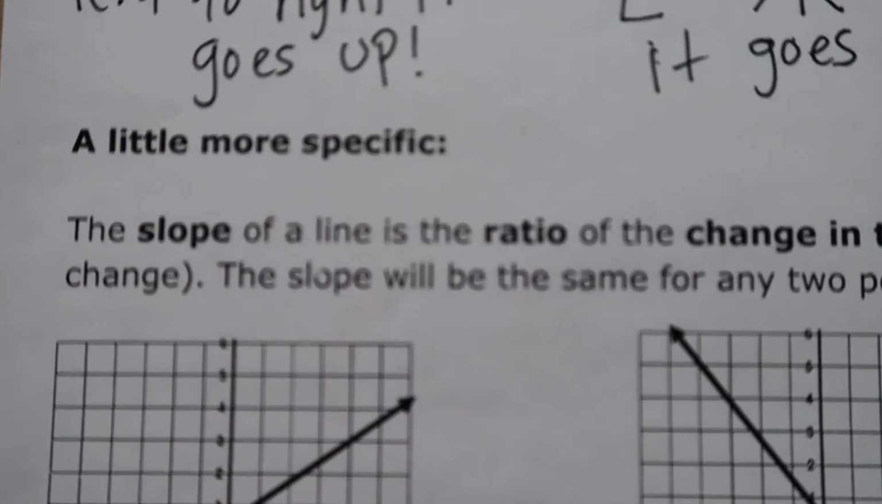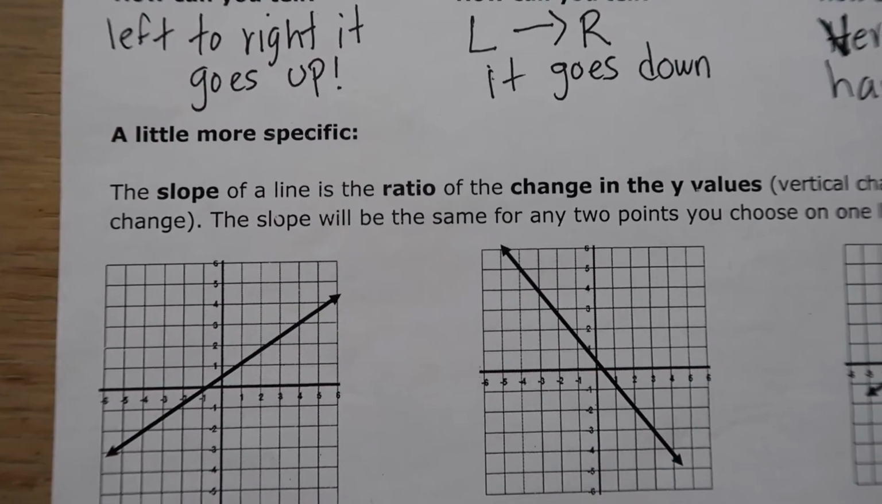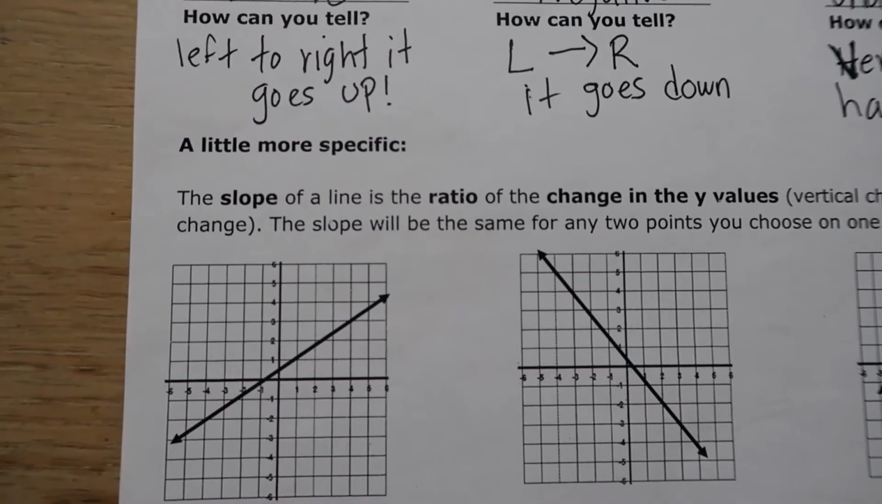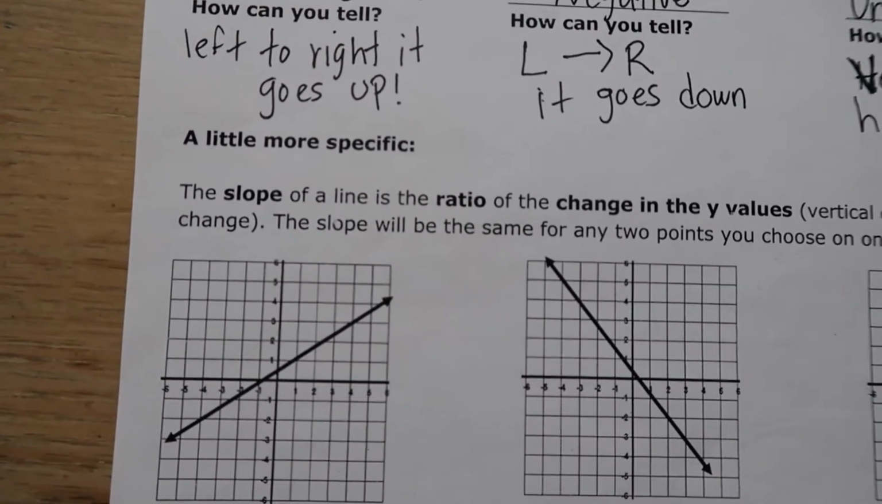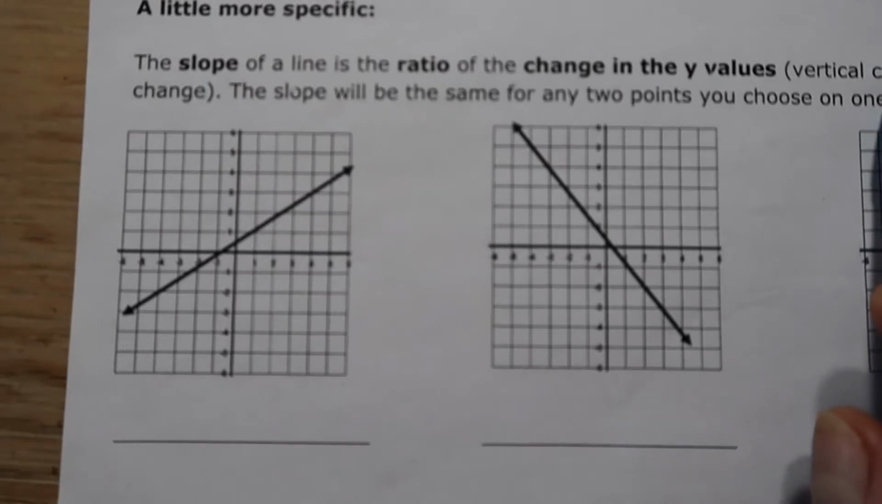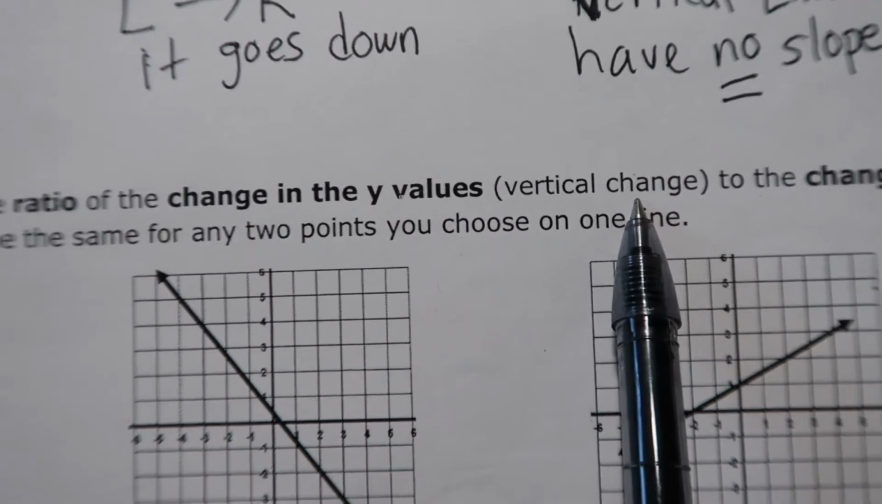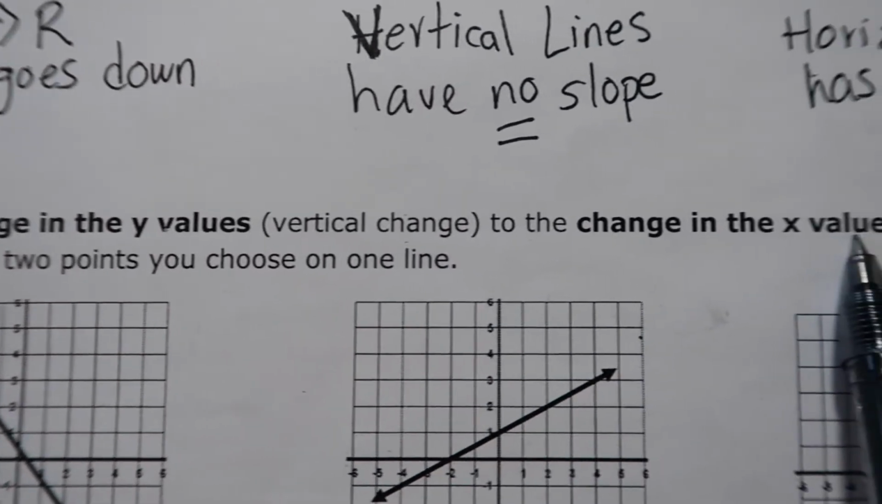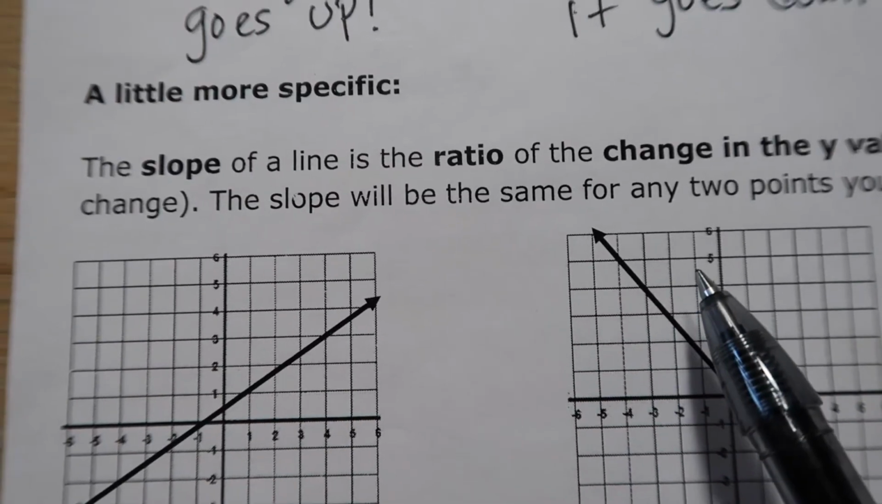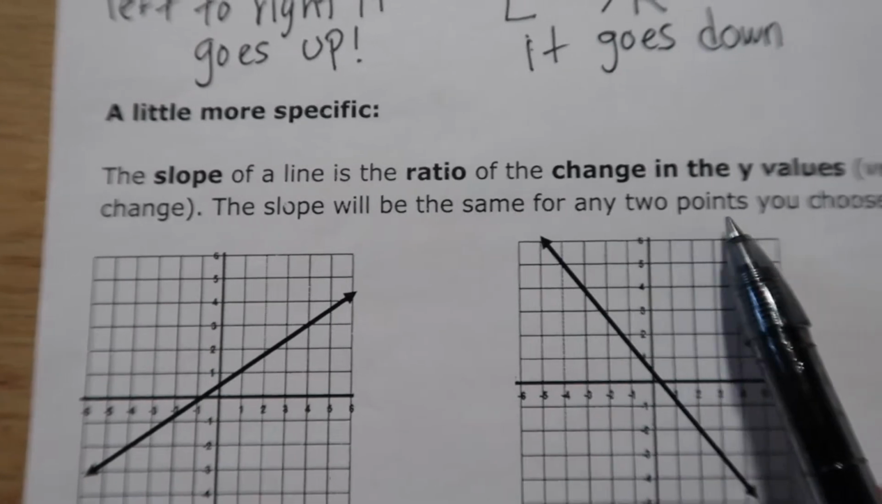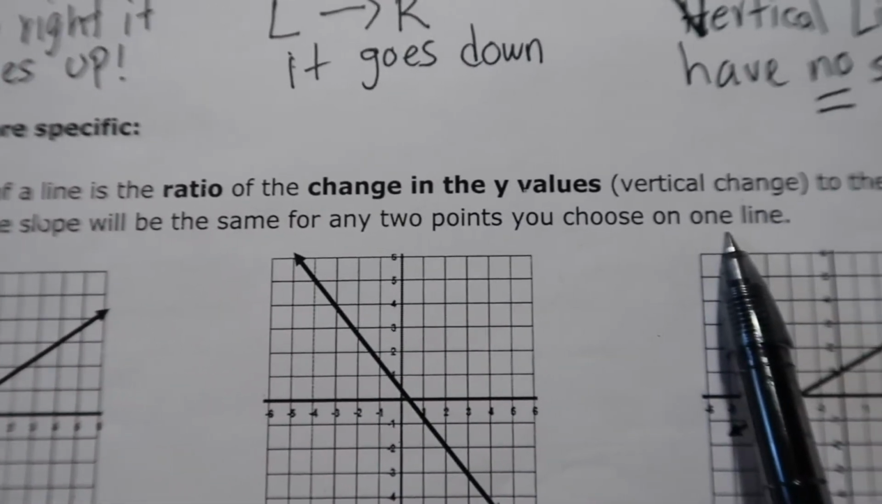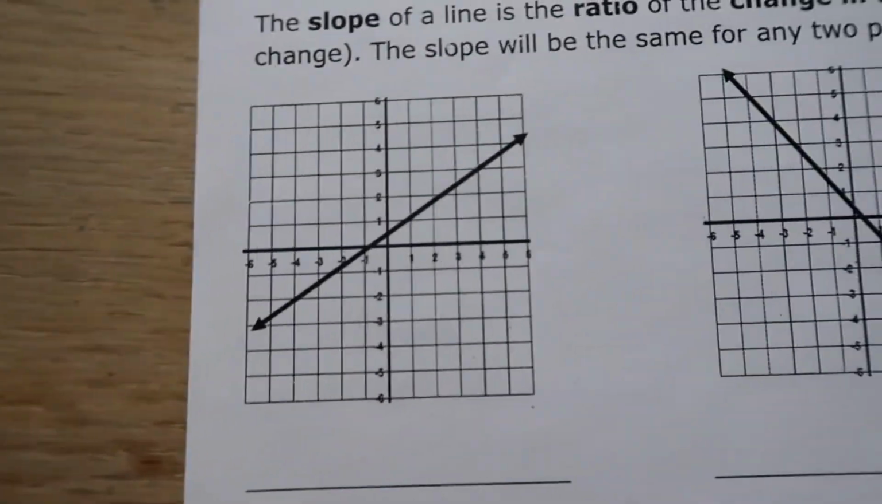A little more specific. The slope of a line is the ratio of the change in the y values, vertical change, that's what it means, to the change in the x values, horizontal change. The slope will be the same for any 2 points you choose on a line. Let's try the first problem.